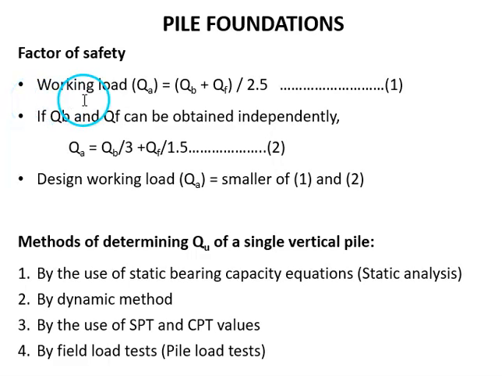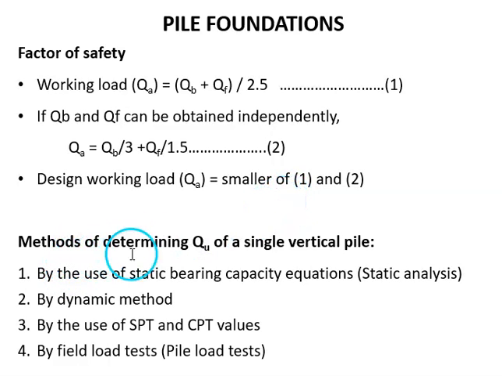In the case of pile foundations, the factor of safety is taken as 2.5. So the allowable load or working load is equal to the ultimate load divided by 2.5. If the end bearing resistance and frictional resistance are obtained separately, then we can take separate values for the factor of safety. For end bearing resistance, the value is 3 and for frictional resistance 1.5. So we will get another value of working load. The design working load can be taken as the smaller of these two values.